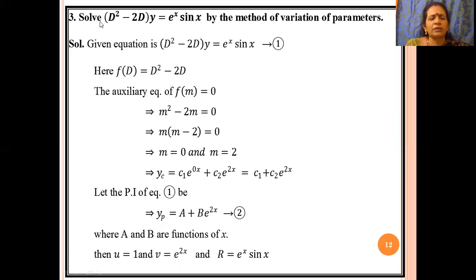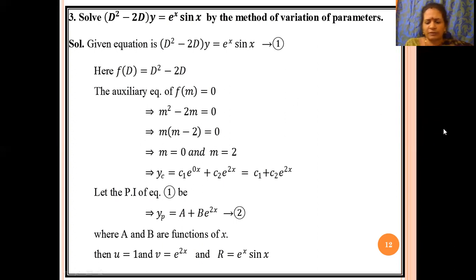Coming to the third one, this is another model: solve D square minus 2D into y is equal to e power x into sin x by the method of variation of parameters, right? This is similar to the first problem. Take the given equation, D square minus 2D, as a functional value f of D. Now from that you will easily get the factors. If you do not get the factors, then go to the previous method.